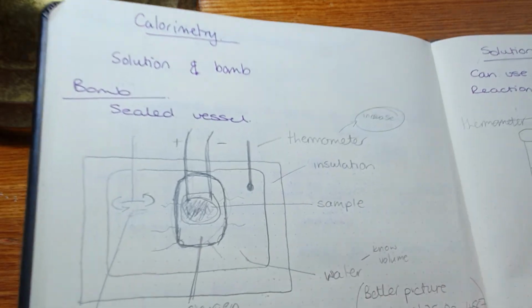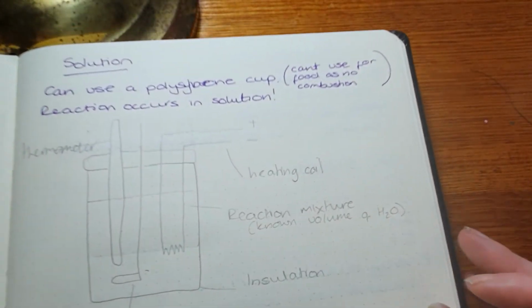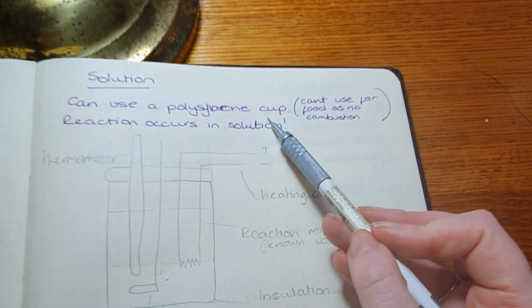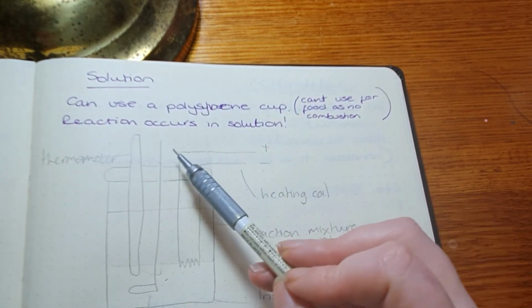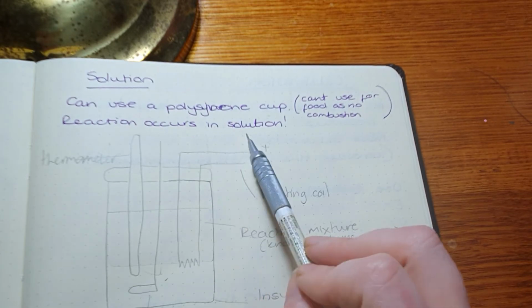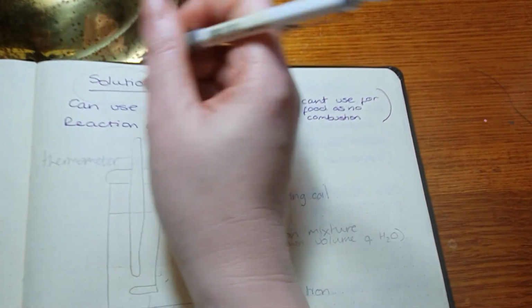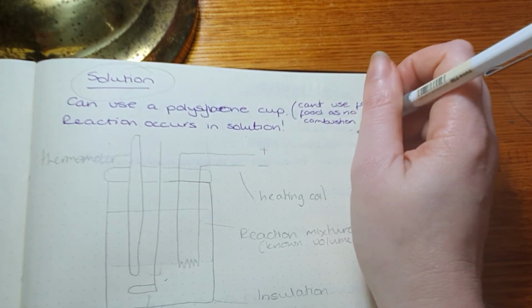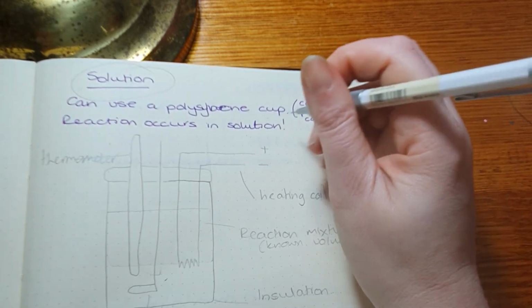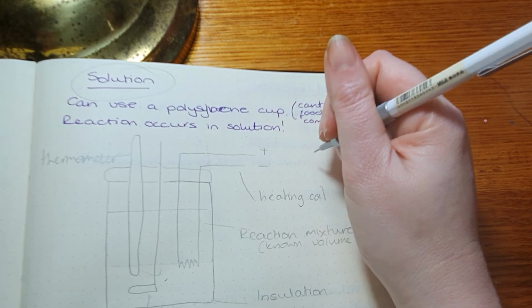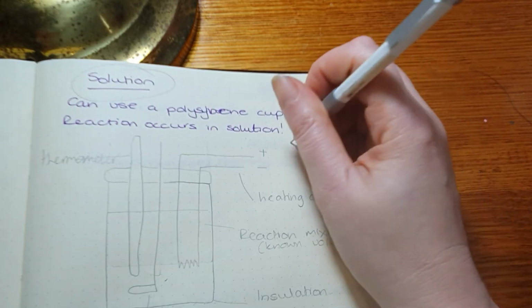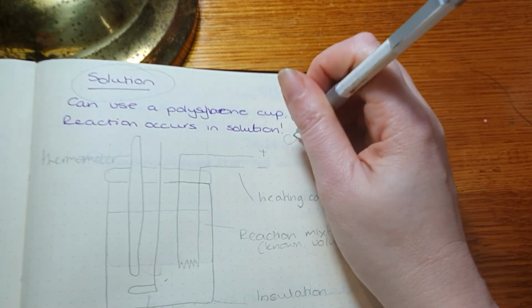What we do have is solution calorimetry. So we could use just a simple polystyrene cup for this, and it's about the reactions that occur in a solution, hence the name. They're not trying to be tricksy for once with a weird name. We can't use this for food because we're not doing combustion. This is just mixing 2 chemicals together or more, but it would only be 2 at this stage, and seeing what happens to the energy change.